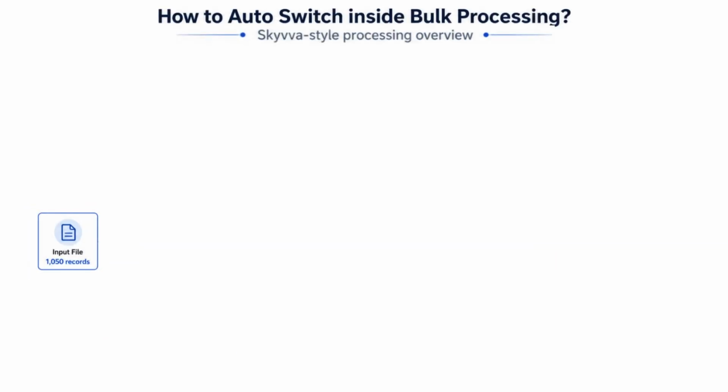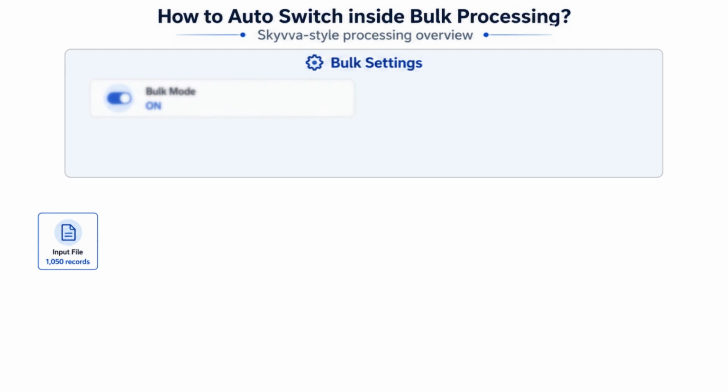First, the system receives an input file. In this example, the file contains 1,050 records. Bulk mode is turned on, so SKYVVA will process records using bulk processing. The bulk package size is set to 100. This means each bulk basket can contain up to 100 records.